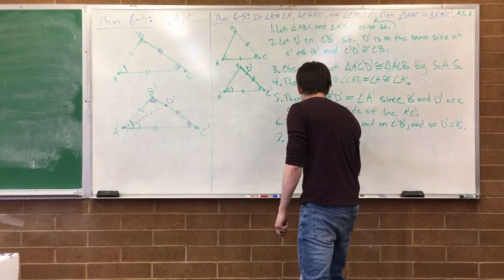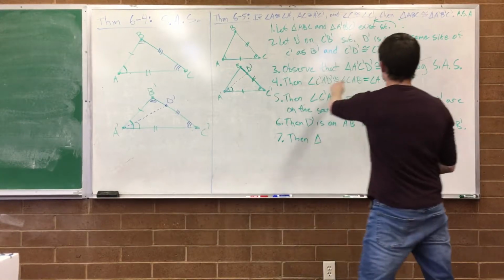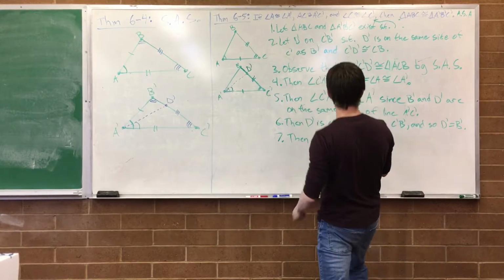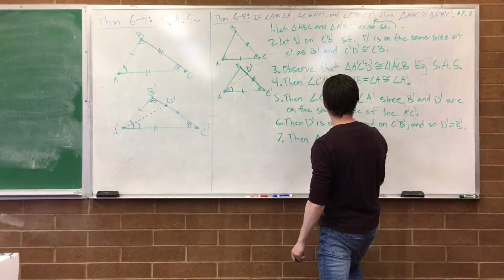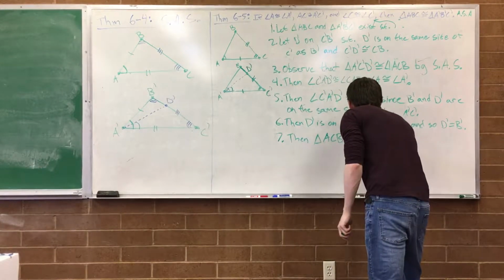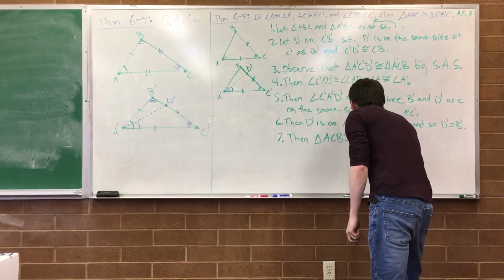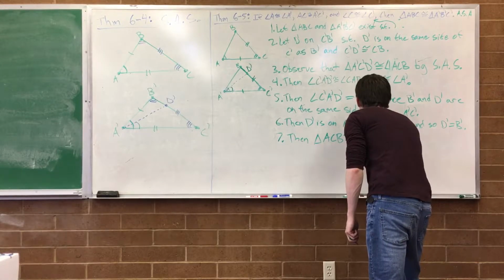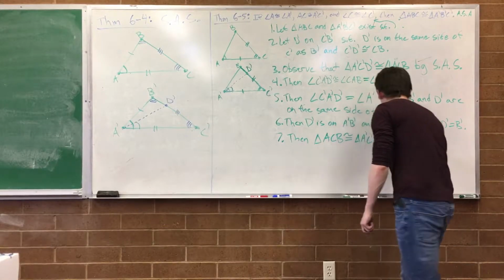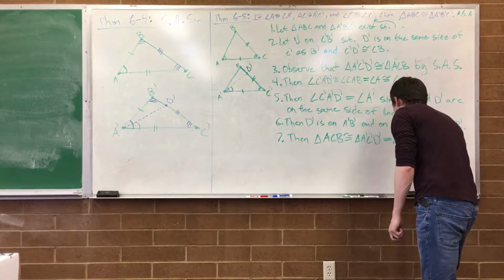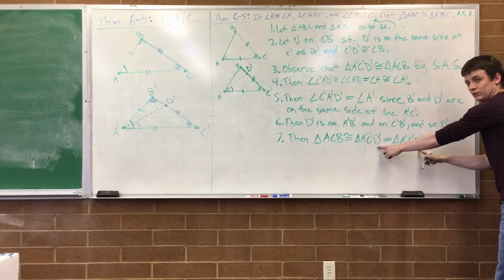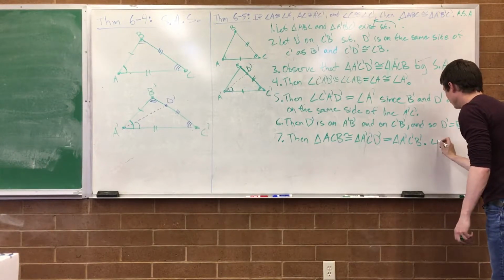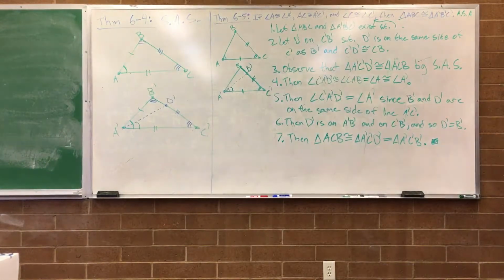then triangle, let's see, how did we list it here? Then triangle A prime C prime D prime is congruent to triangle A prime C prime B prime, because D prime and B prime are really the same point. And we're done. We proved that two triangles are congruent.